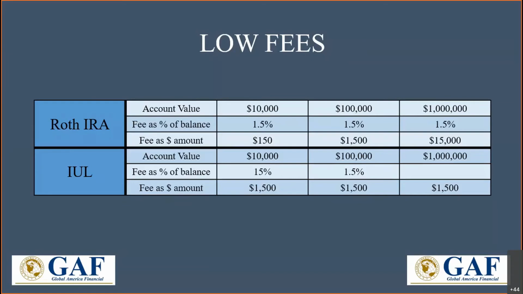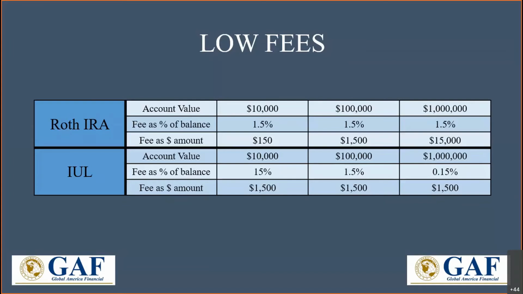Assume that cash value is at $1 million. Your cost of insurance stays about the same. Now that same $1,500 off of the $1 million of cash value is about 0.15%. Way lower than the $15,000 you're paying using your Roth IRA account. So over time, the IUL's costs will be cheaper. Again, it's not a short-term play, it's a long-term play. You've got to think about the future, 20, 30 years, when it really matters.